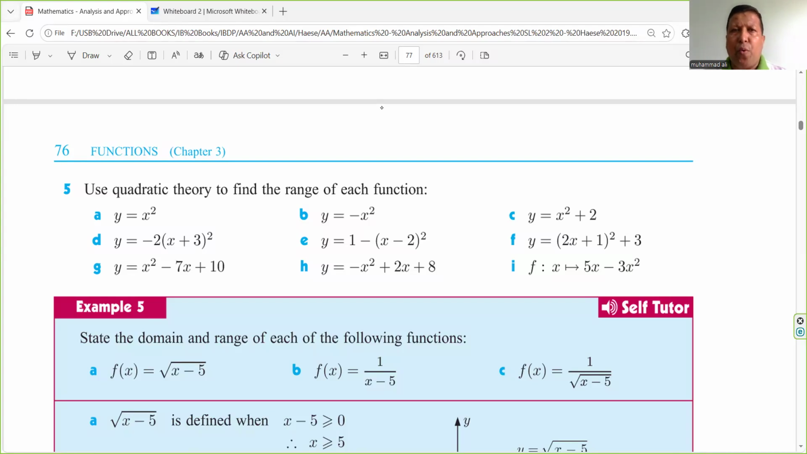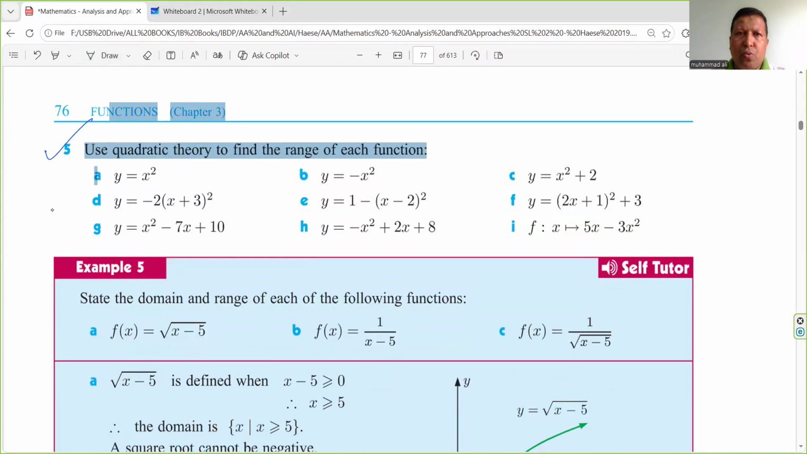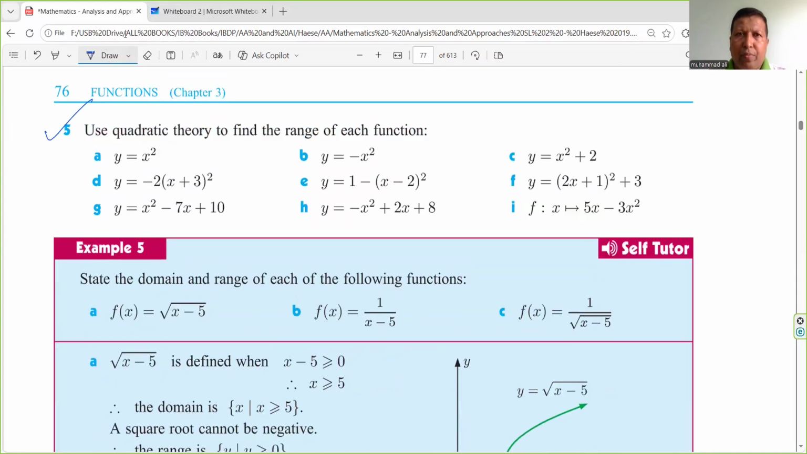Today, from the DP1 ASL function chapter, we try to find out the range of these functions. Use quadratic theory to find the range of each function. The first one, y equals x squared.